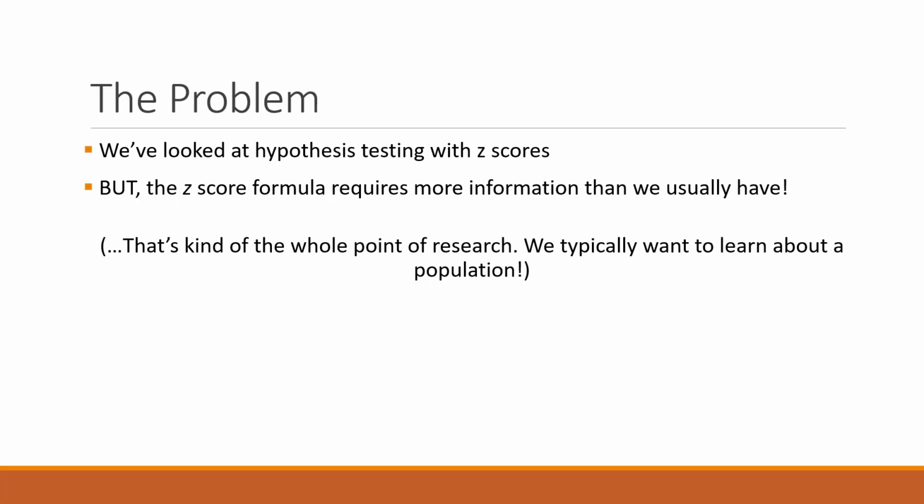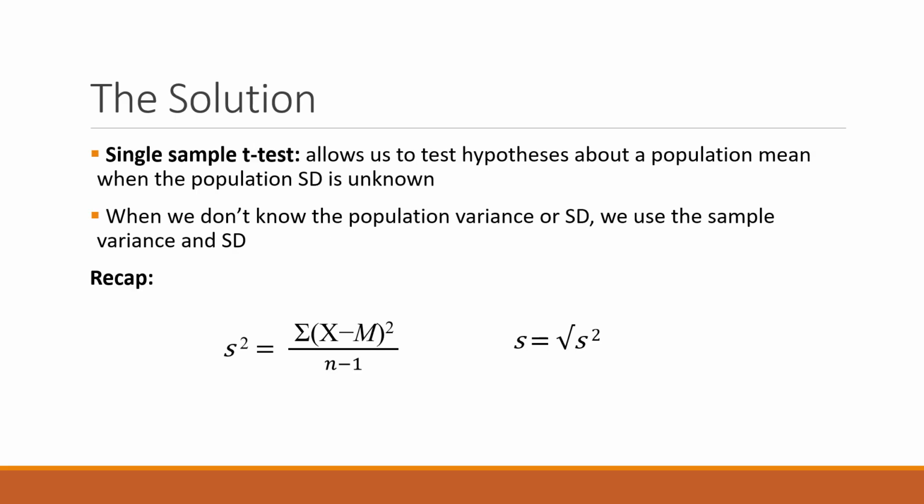At this point, we've looked at hypothesis testing with z-scores to see if an outcome is greater than what would be expected due to chance. However, the z-score formula requires more information than what we usually have. We don't usually know the mean for the population or the population's standard deviation. But that's kind of the whole point of research. We want to learn about and make inferences for a population. So what do we do?